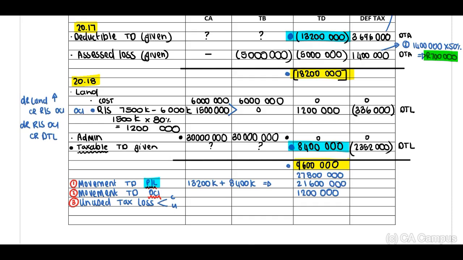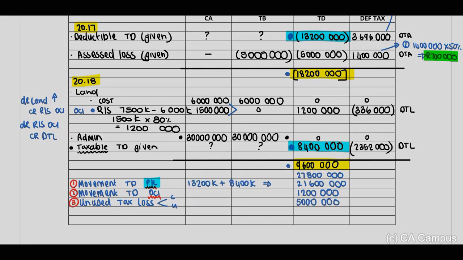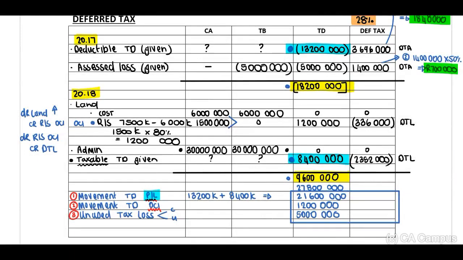Then, important, we need to include our unused tax loss utilized. We have now used the assessed tax loss, and this is the 5 million included in 20.17. I've included the blue block to indicate to you when you add the 21.6 million plus the 1.2 million plus the 5 million, your total will be the 27.8 million, the total movement in our temporary differences.